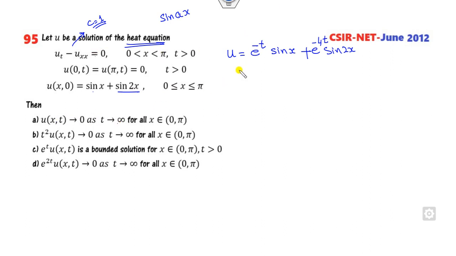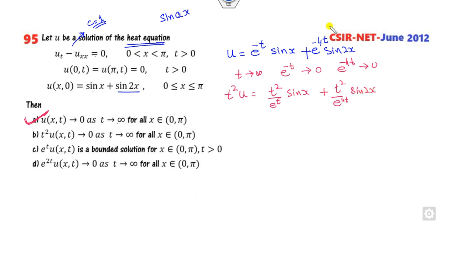First part is, as t approaches infinity, e raised to power minus t goes to 0. This part goes to 0, so therefore u goes to 0. Second is t squared times u. When you multiply by t squared, it can be written like this, plus t squared times this. As t approaches infinity, what is the value of this? It's infinity by infinity, so I can write this again as infinity by infinity, so it goes to 0. So this part goes to 0, similarly this part goes to 0, so this complete part goes to 0.